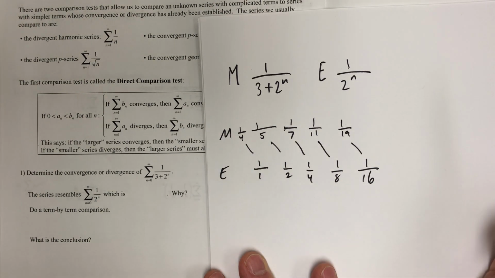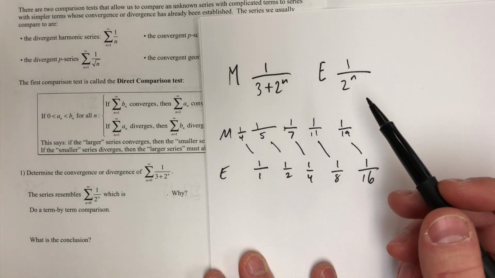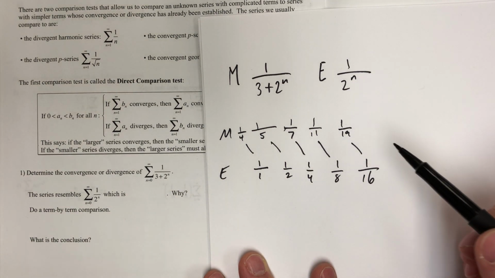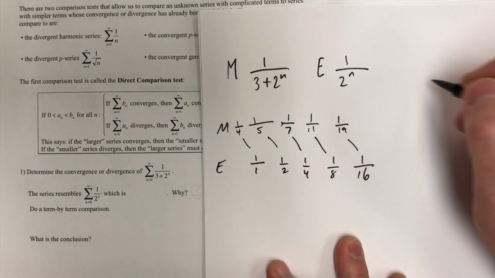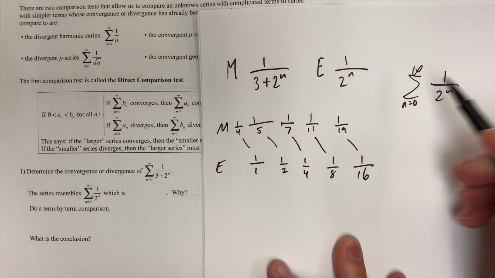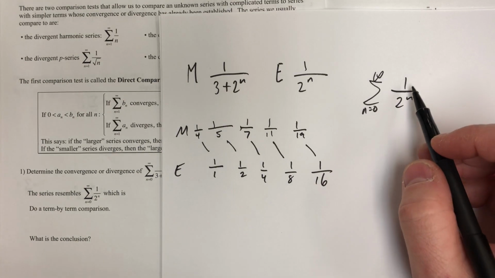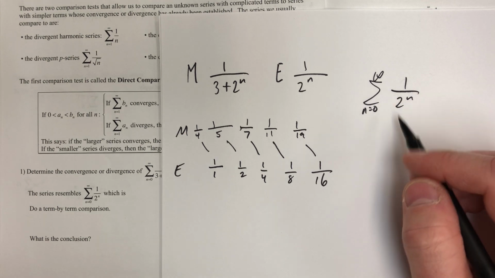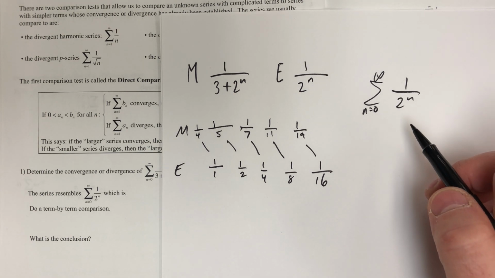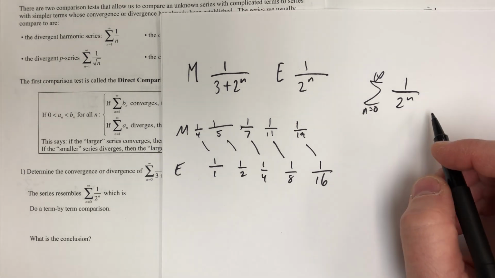So look at how all these compare. Which is bigger, M or E? At each term, E is bigger than M. And we have a question now. What do we know about E? So there's a hint. It says n equals 0. That's a big hint there. The other hint is that it's not n to a power. If it was n squared, this would be like a p series. But this is the other way around. This is a geometric series.